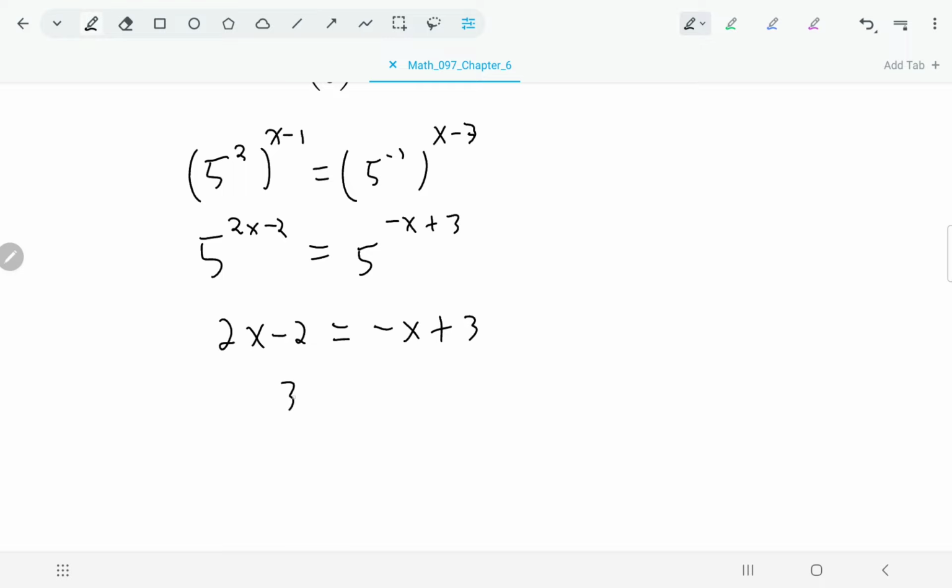And now I can solve for x the same way as before, just bringing everybody to one side and bringing my constants to the other. And I can solve and find that x should be 5/3.